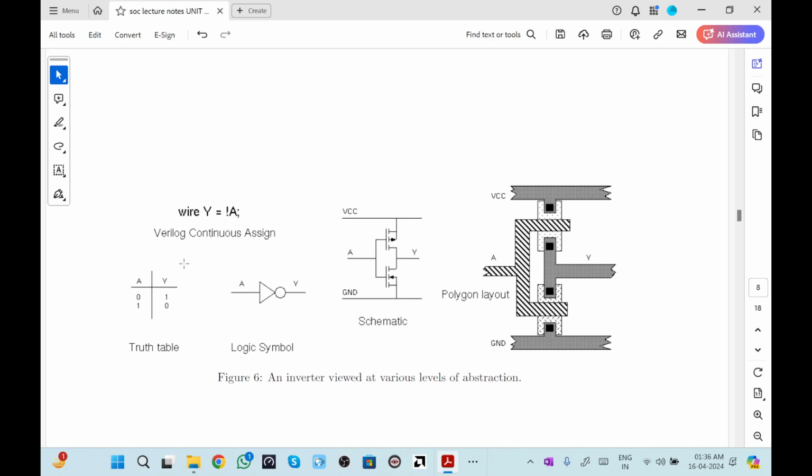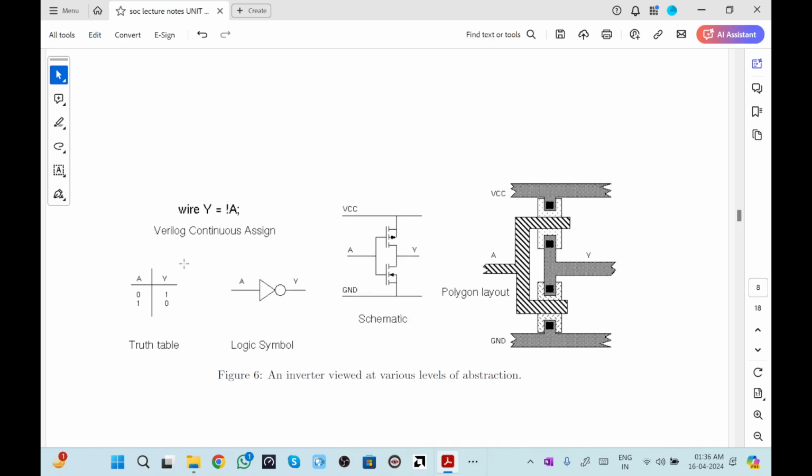Now we have this logical symbol, which is a schematic diagram. We can observe that if we put in A as 0, Y we get is 1, and if we put in 1, then we get the reverse of it, which is 0.